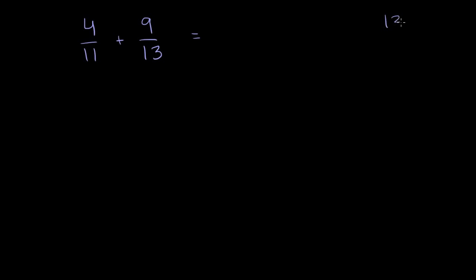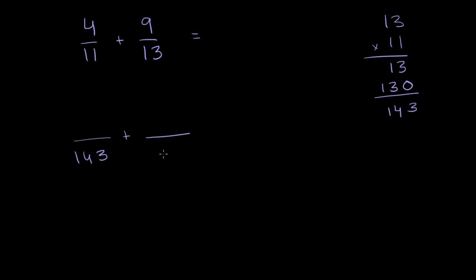So we could say 13 times 11. 13 times 1 is 13. 13 times another one is 13. Or you could say 13 times 10 is 130. And we get 143. So that's going to be our common denominator. So I'll write it over here. So something over 143 plus something else over 143.